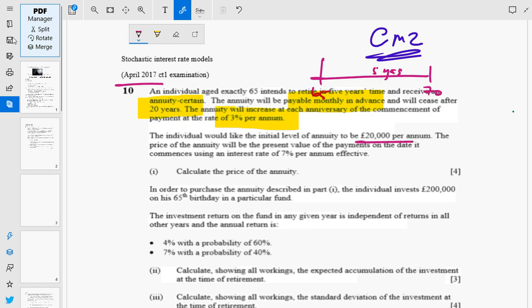Okay, it's very important. The price of the annuity will be the present value of the payments on the date it commences, using the interest rate of 7%. So here, that will be the price of your annuity and it will be payable to the individual. So the individual is going to get 20,000 per annum, increasing by 3% for 20 years.